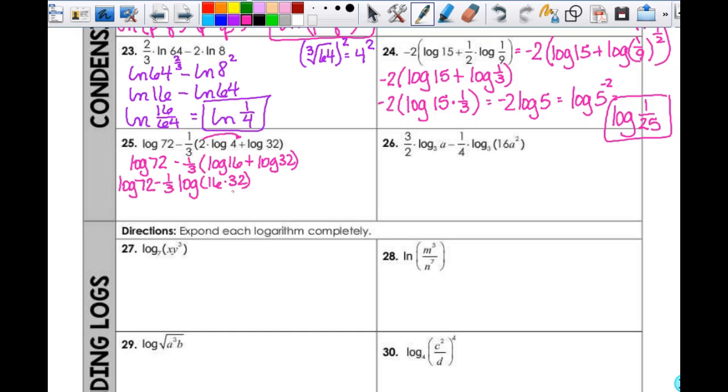So 16 times 32. What is that? Let me ask you this. First of all, you should know your perfect squares to 25 to make your life easier in an AP class. So do you know what 16 squared is? What is it?